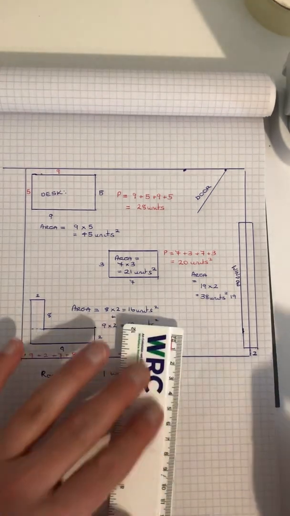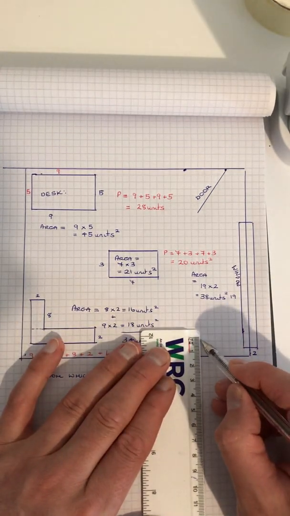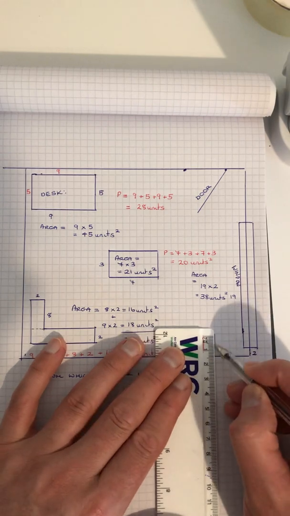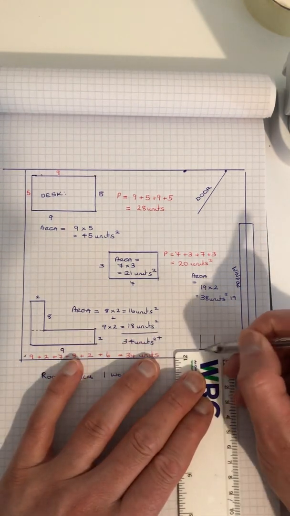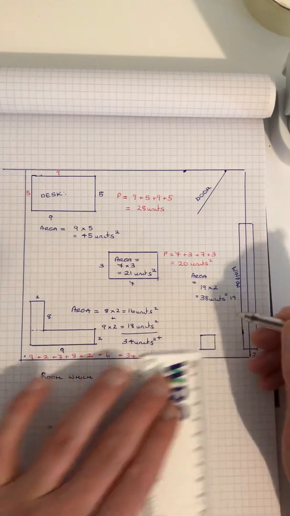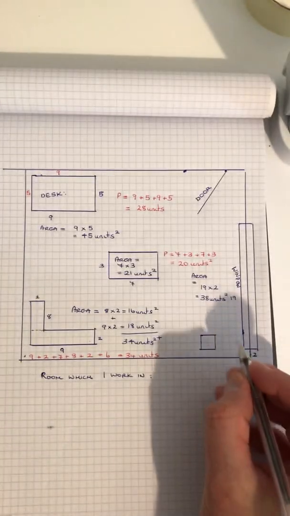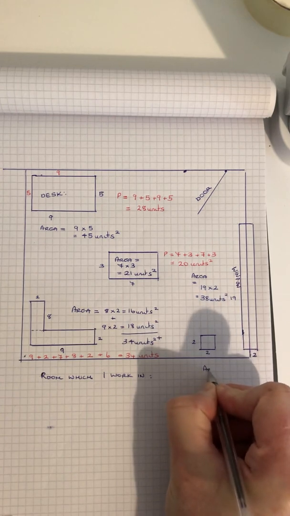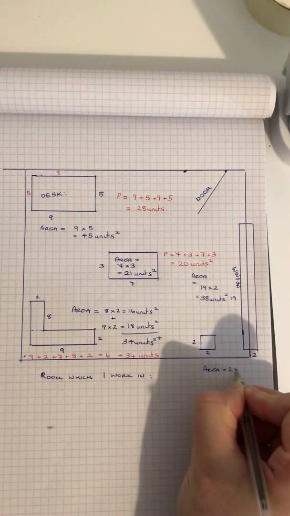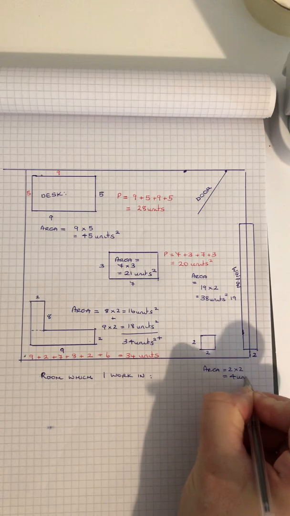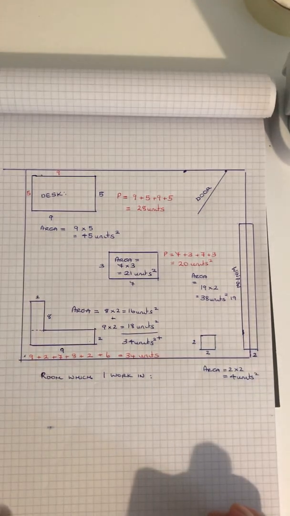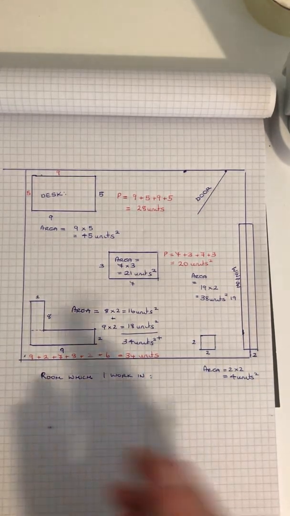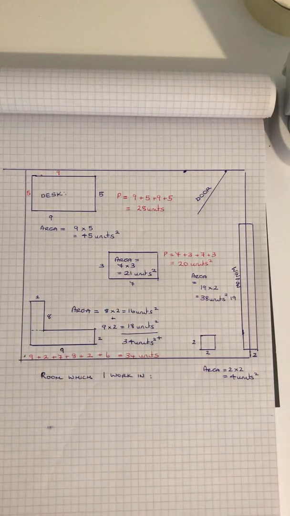Like over here in my room, I just have a little cabinet, but it's very small. Okay, so again, what's the area? Well, 2 by 2, so the area is 2 times 2, which is 4 units squared. So they don't have to be drawn perfectly, but that just gives you an idea of what I want you to do.